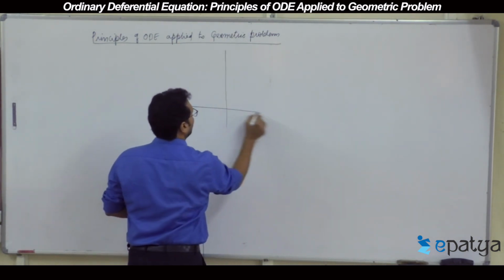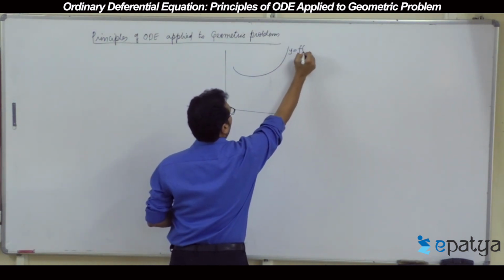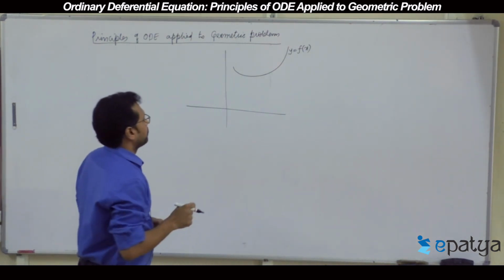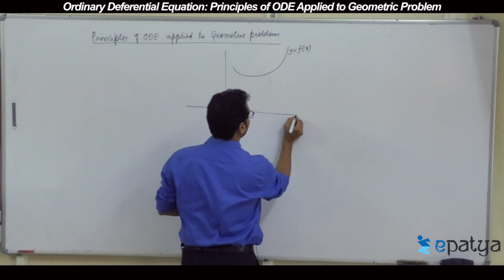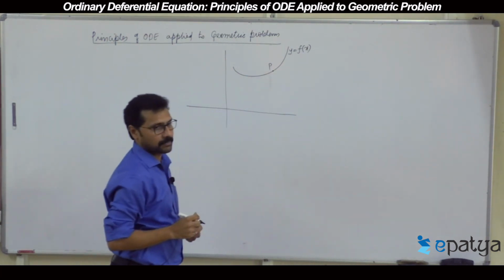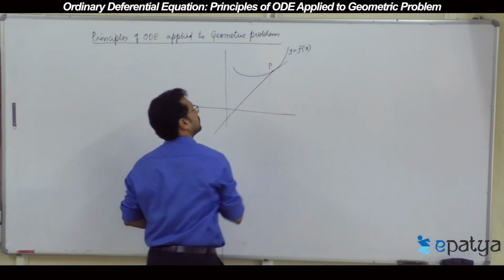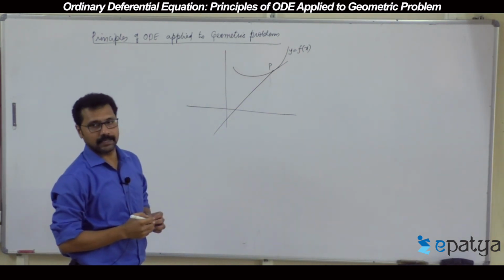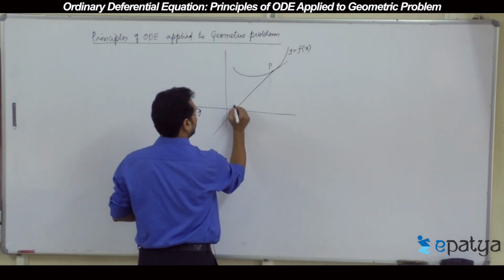Suppose I have a curve something like this, y equal to f of x. Is it audible there? We have a curve y equal to f of x, suppose. Suppose I take some point P on the curve, at which I draw a tangent. This tangent intersects the x-axis at a point. Let that point be T.